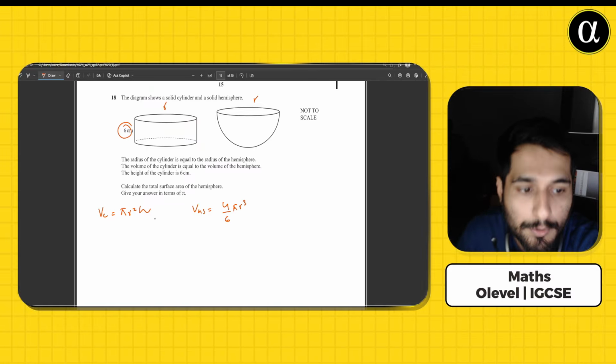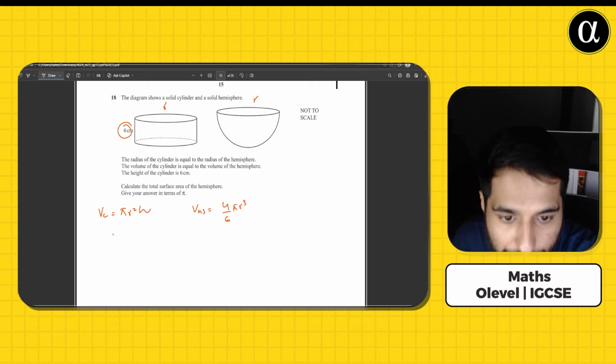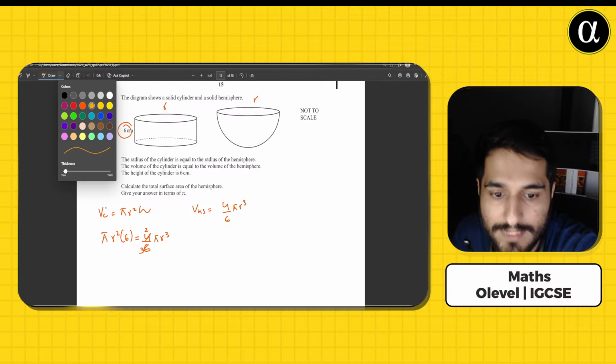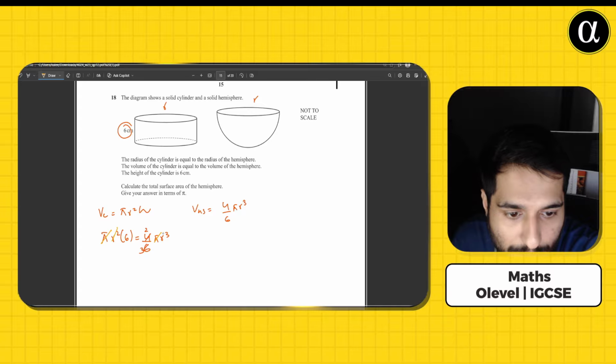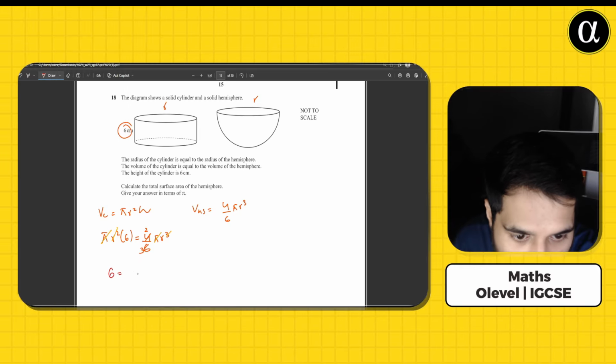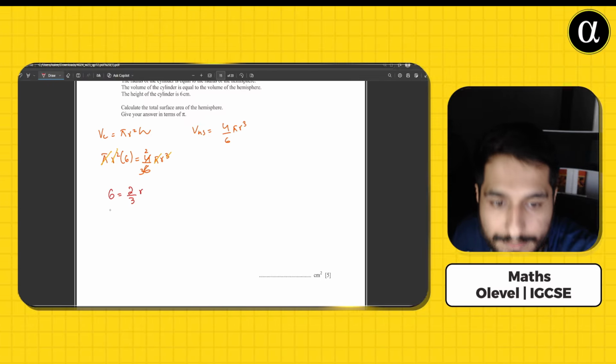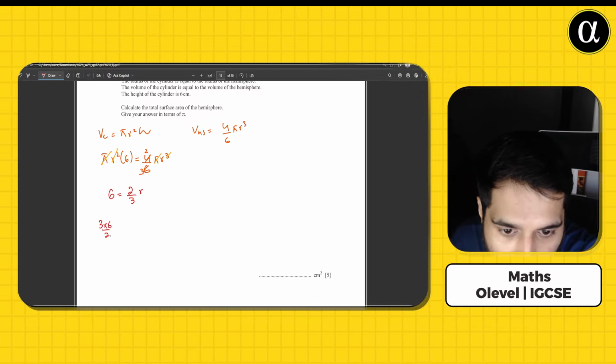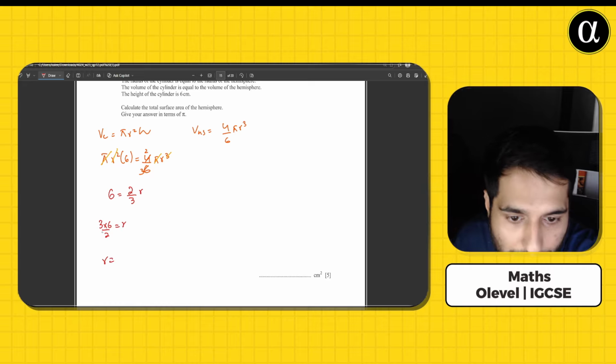All right, now both of these volumes are the same, where the height is going to be 6, so we are going to say pi times r square times 6 is equal to 4 over 6 times pi r cube. This would simplify to 2 over 3, and we can say that these values can be cancelled. Pi and pi can be cancelled, r square and r cube can be cancelled, so we'll be left with 6 is equal to 2 over 3 times r, and the value for r would be 3 into 6 over 2, and my r turns out to be 9. The value for r is 9.